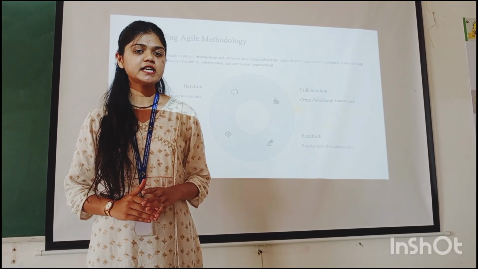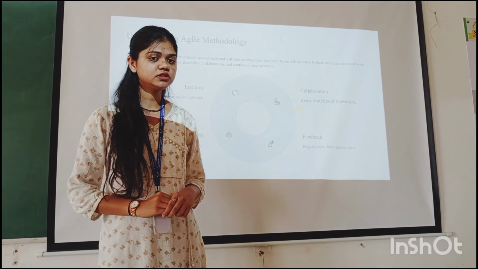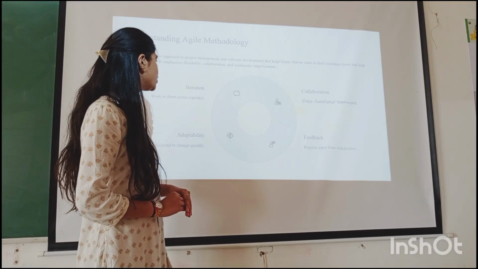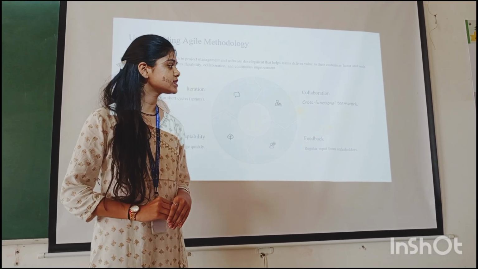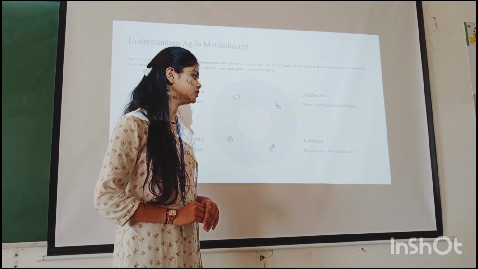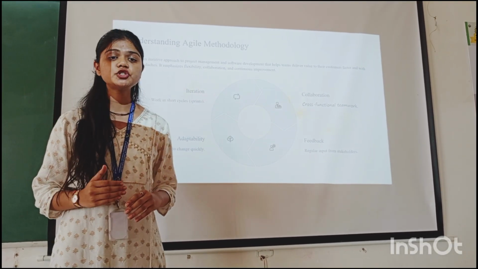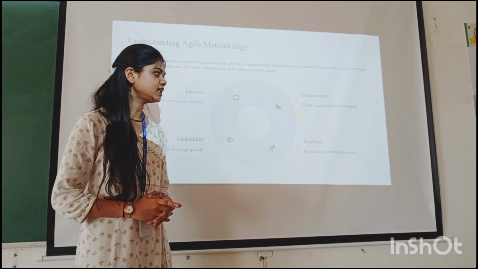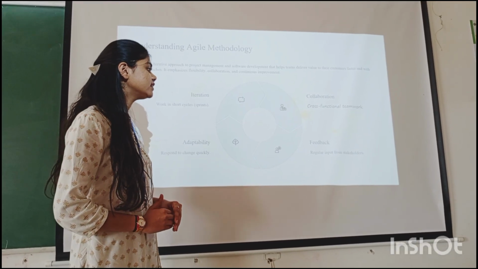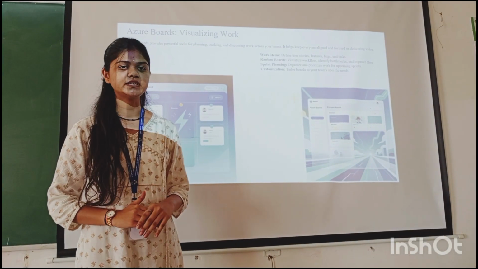Mainly the life cycle consists of 4 parts. That is iteration, which works in short cycles, also called sprints. Next, collaboration, which is for cross-functional teamwork. And we have adaptability, which responds to change quickly. Lastly, feedback, which is more important, which is regular input from the stakeholders. So it is all very important.